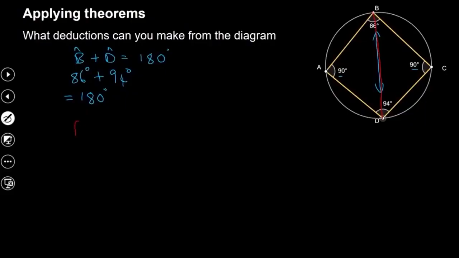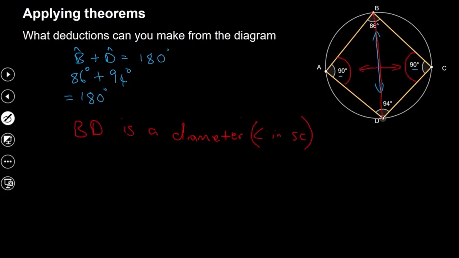So I will say BD is a diameter. Let me write it in full, diameter. And the reason why this is a diameter is because of angle in semicircle, and I will say SC. Why? Because you can see that this angle here is 90 degrees and that angle is 90 degrees. And normally you know that a diameter subtends a 90-degree angle.